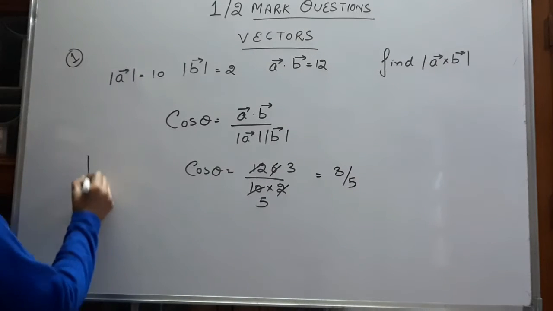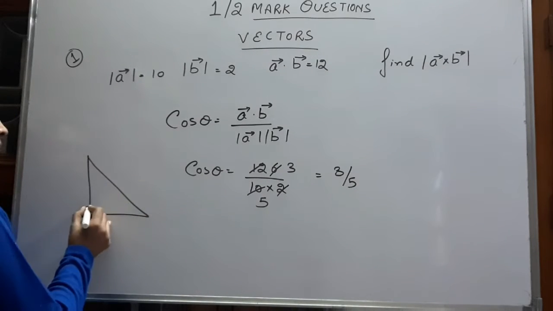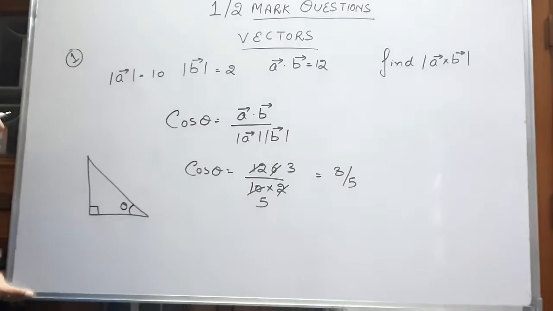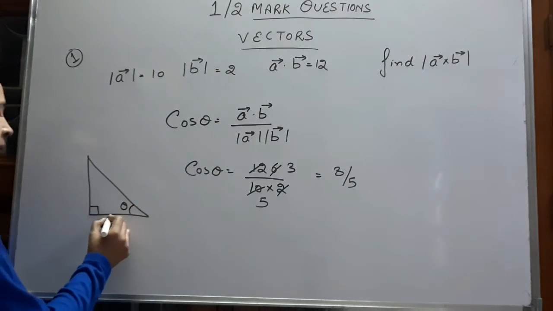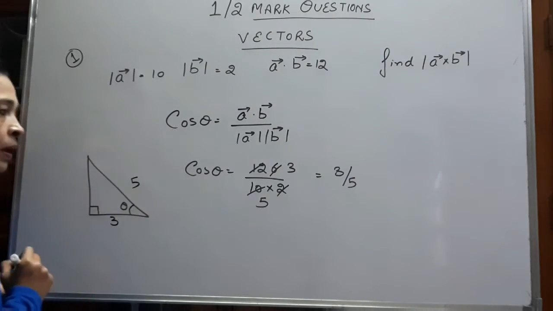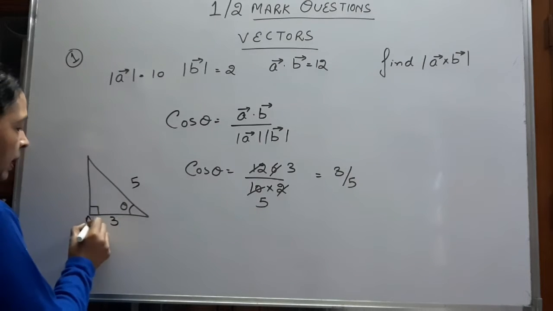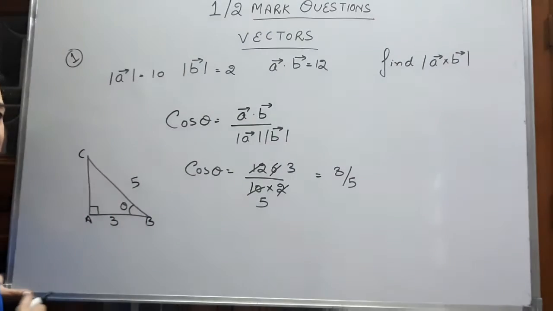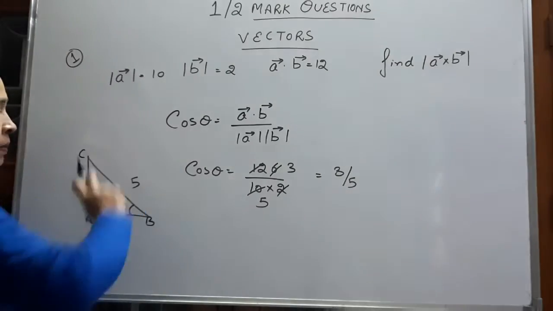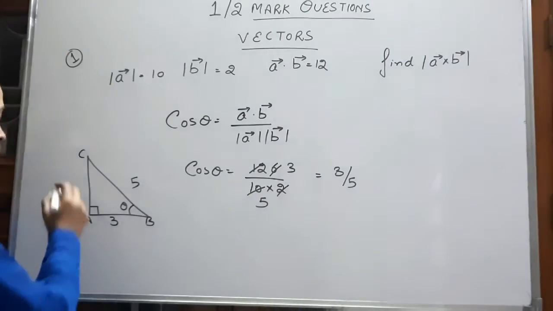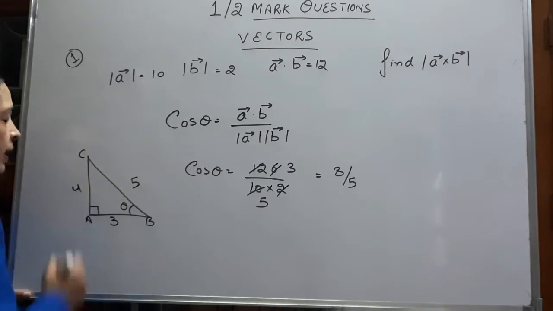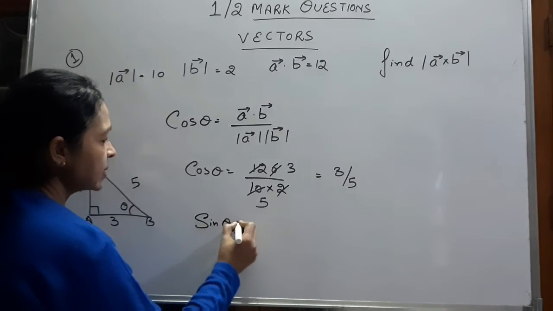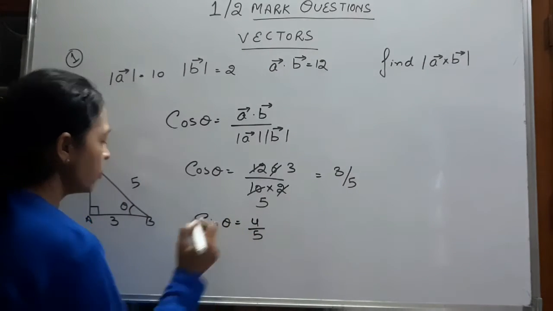Now, बच्चे, if we have this right angle triangle and this angle is theta, what is cos theta? Adjacent side upon hypotenuse, that is 3 by 5. ABC is a right angle triangle. What will be the value of AC as per Pythagoras theorem? BC square minus AB square. AC is 4. Now what will be the value of sin theta? Sin theta will be equal to 4 by 5.